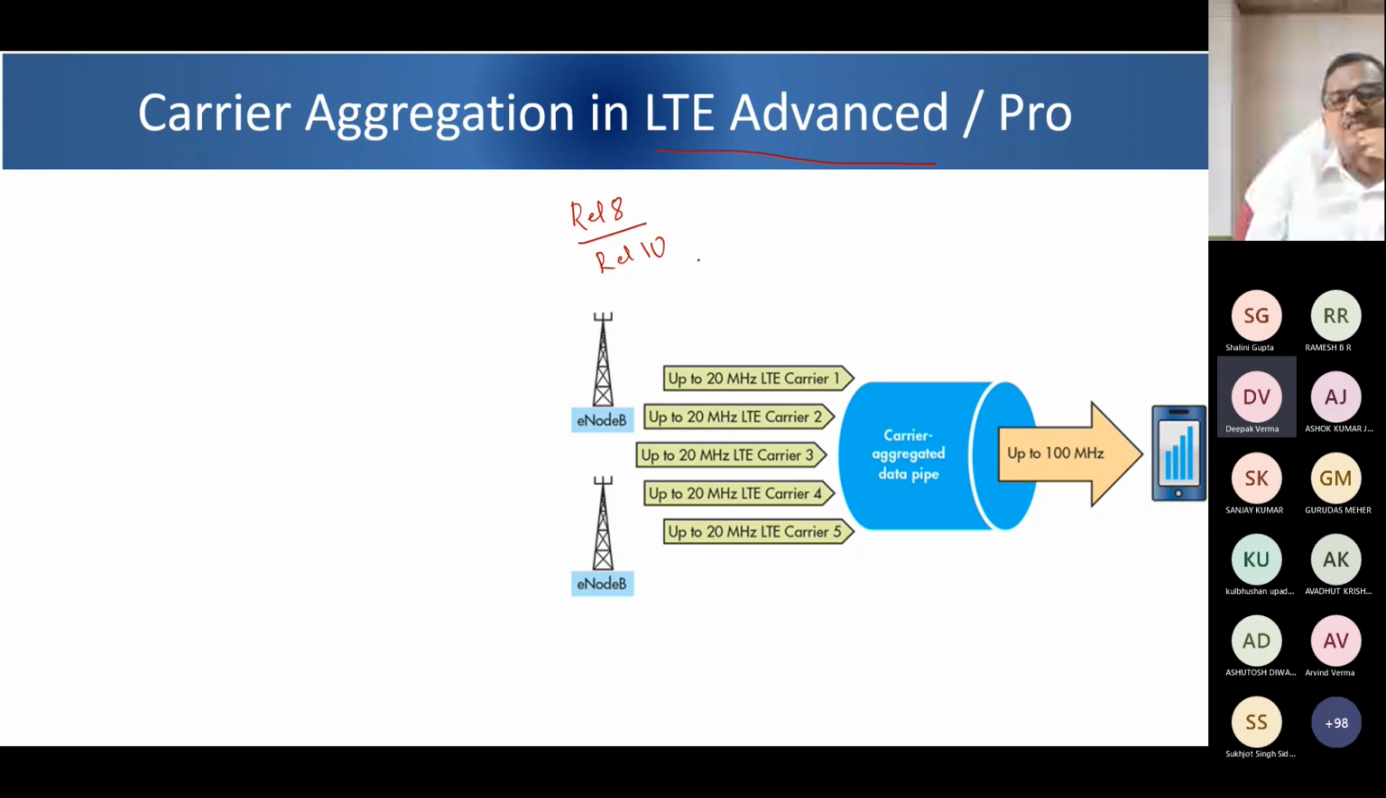LTE Advanced. So in release 10, when LTE Advanced came, they came out with carrier aggregation in 4G. And there they said that 5 carriers can be aggregated. So yesterday we had discussed that in case of 4G, channel bandwidth is 20 megahertz. So the maximum channel bandwidth one can achieve using carrier aggregation is 20 into 5, that is 100 megahertz, right?